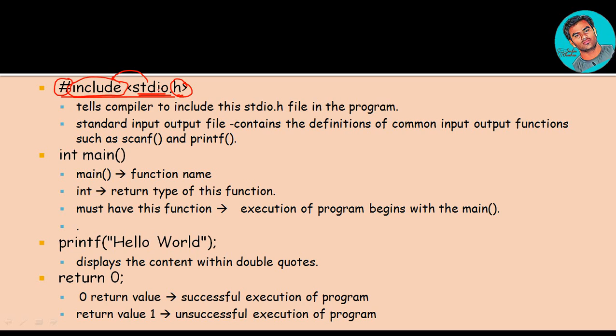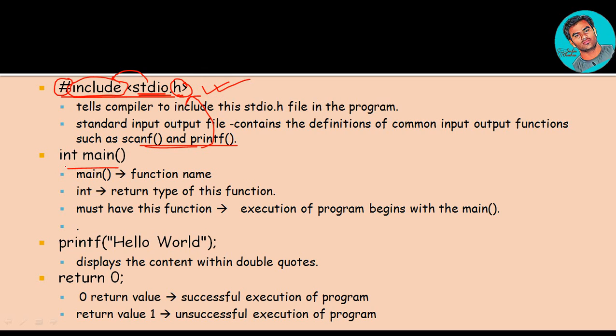So why do we need this stdio.h, that is the standard input output file? We used a function called printf to print a desired output, and after some time we are going to learn about the scanf function also. So scanf is used to get an input from a user. The definition of scanf and printf functions is already stored in stdio.h. That's why we need to use that file in our program. So this statement is there.